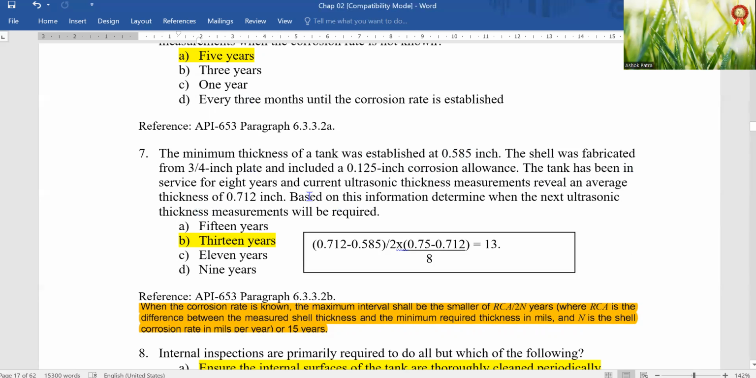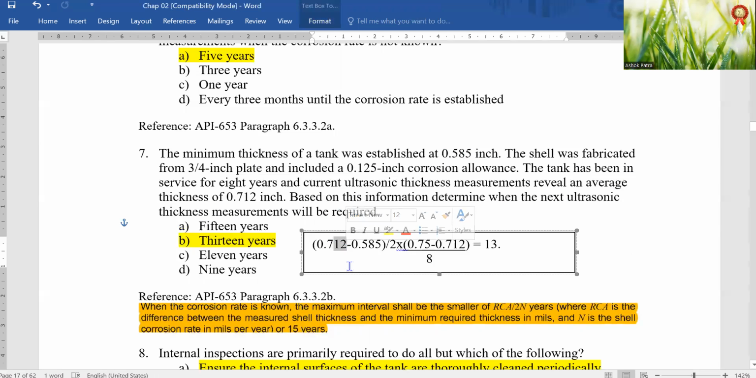The tank has been in service for 8 years and current ultrasonic thickness measurement reveals. So sorry, this is 0.75 minus 0.585 divided by, so that is the remaining thickness.